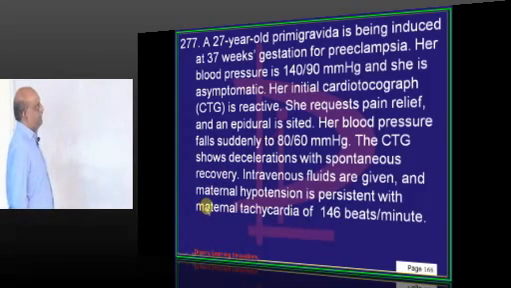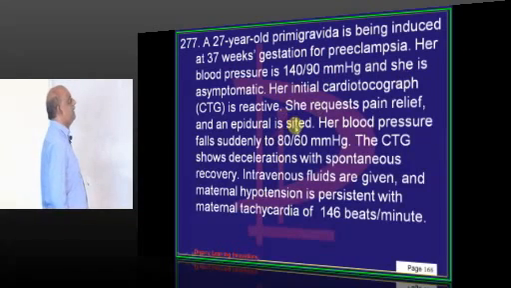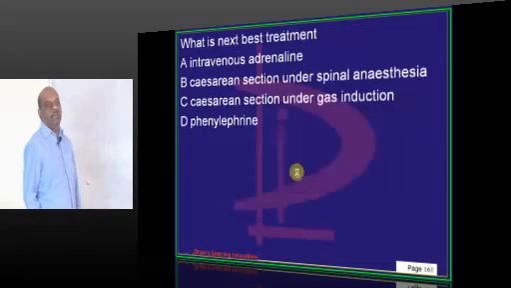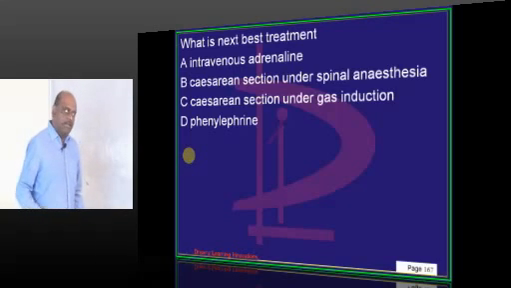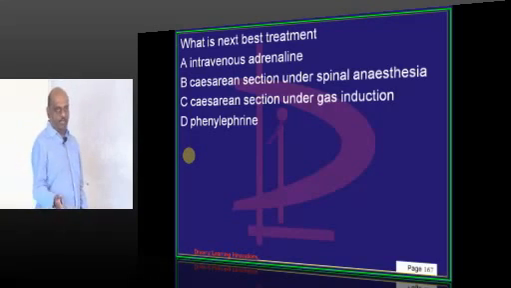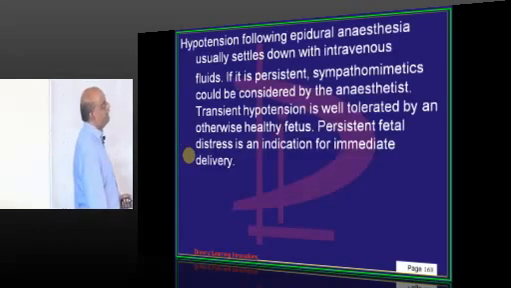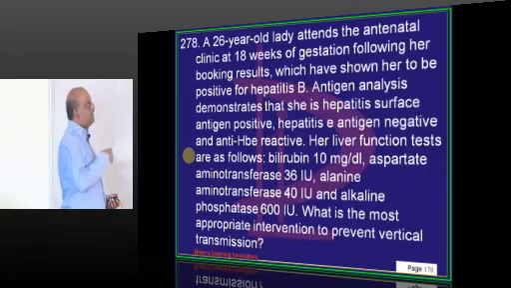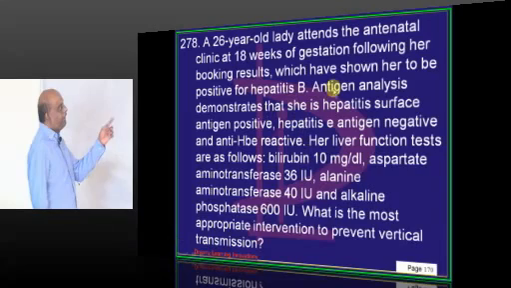A 27-year-old induced at 37 weeks of gestation for preeclampsia. She requests pain relief and an epidural is given and her BP has fallen. So whenever an epidural leads to a fall of BP, nothing to worry, phenylephrine is considered to be one of the important things that you need to initiate emergently as the best treatment. Hypotension after epidural anesthesia.